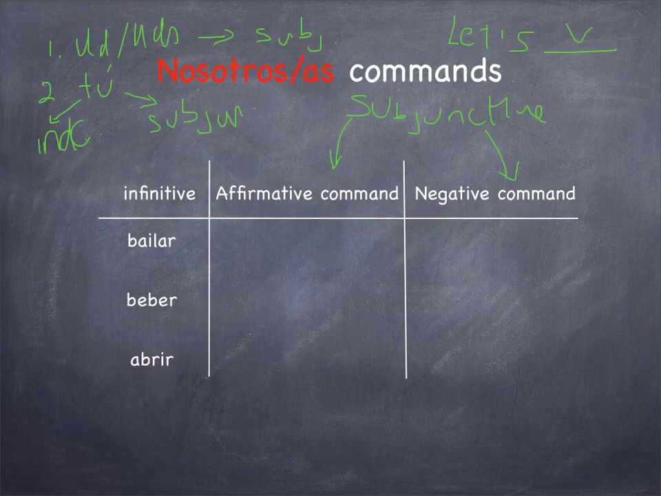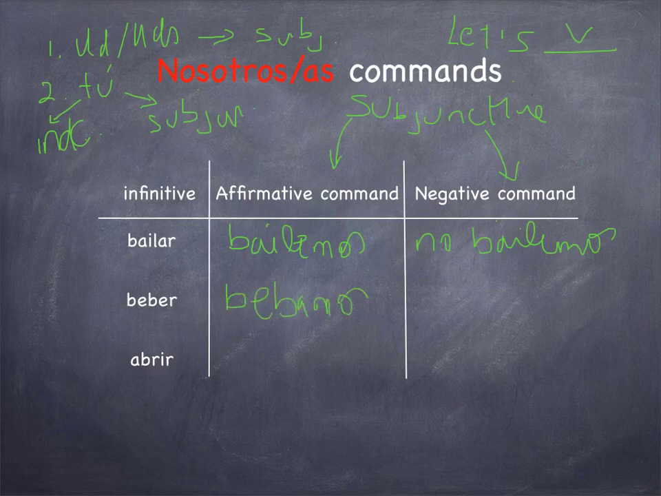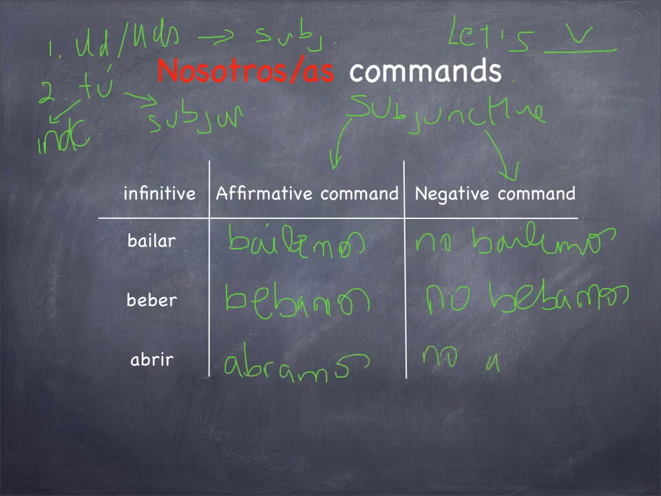So if I want to say let's dance, I would say bailemos. And the negative form would be no bailemos. Now, beber, bebamos. Let's drink, no bebamos, would be the negative form. Now, how about if I want to say let's open the door? I would say abramos la puerta, no abramos.